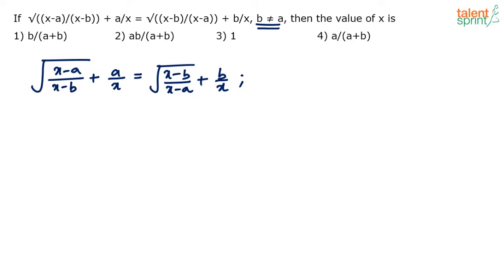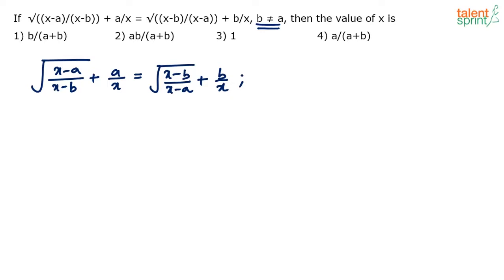The question has got a lot of symmetry in it, right? x minus a by x minus b. On the other side, we have x minus b by x minus a, and then a by x and b by x. Now, going by that symmetry in the question, options are not really symmetrical when it comes to option 1 and option 4.